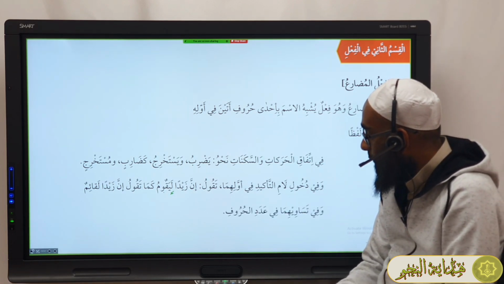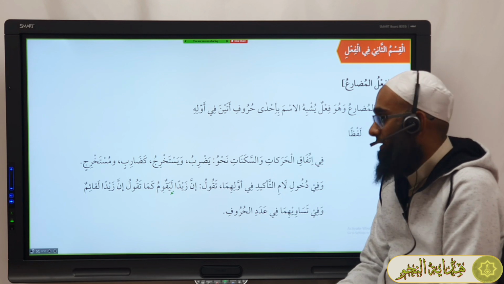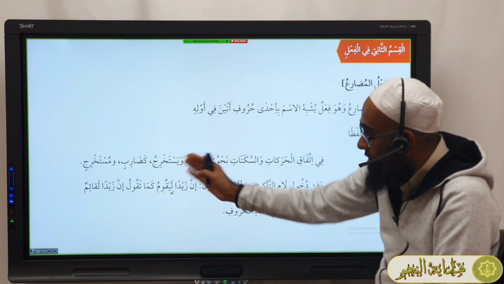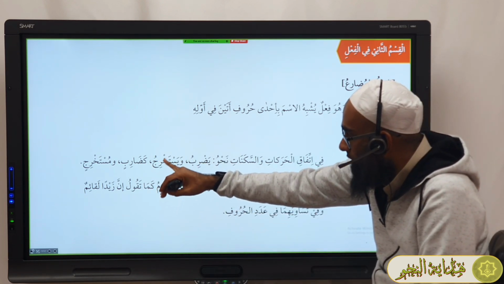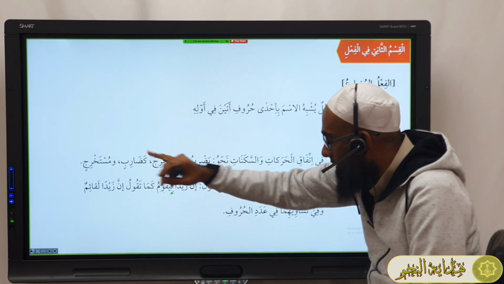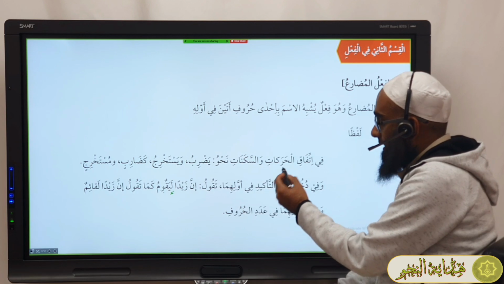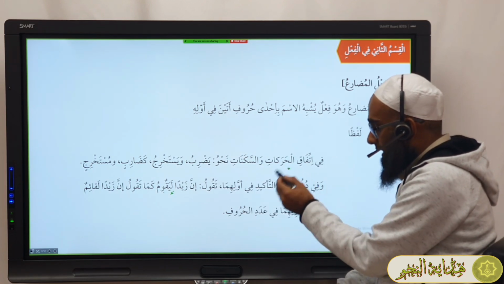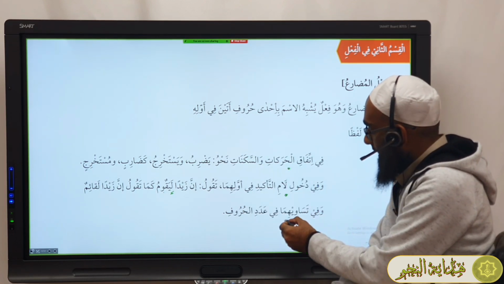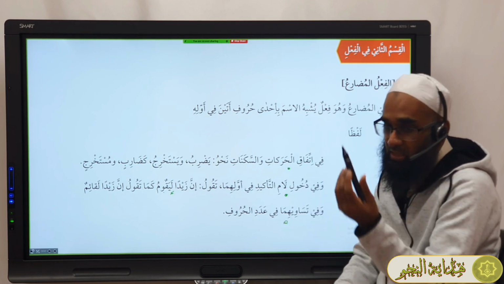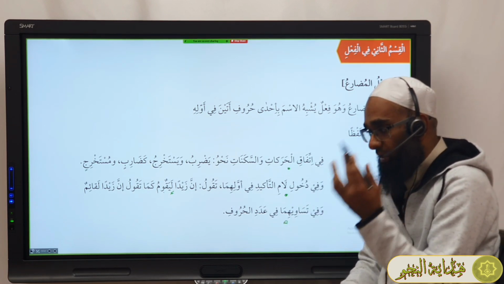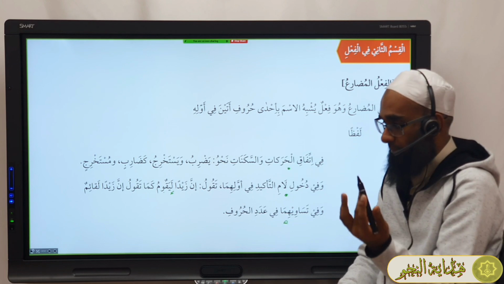Then وفي تساويهما في عدد الحروف. They also have the same number of huruf. As you can see, if you count them, 1, 2, 3, 4, and 1, 2, 3, 4, 5, and there has 5 as well. If you count them, they're the same. So in these 3 aspects, اتفاق الحركات والسكنات, دخول لام التأكيد, and عدد الحروف, the fi'l mudari resembles the ism.